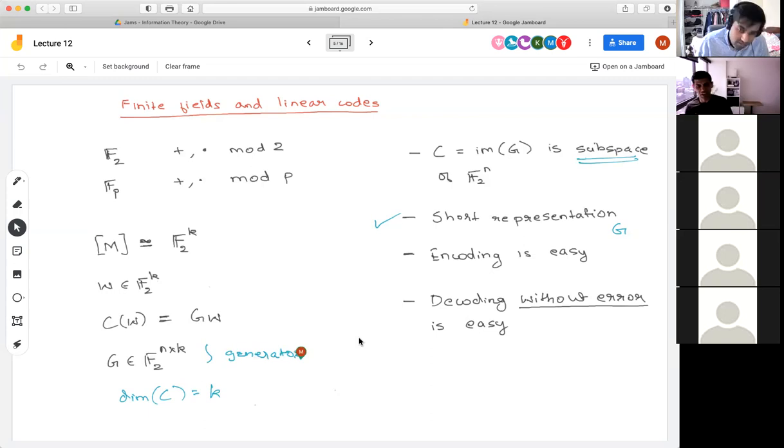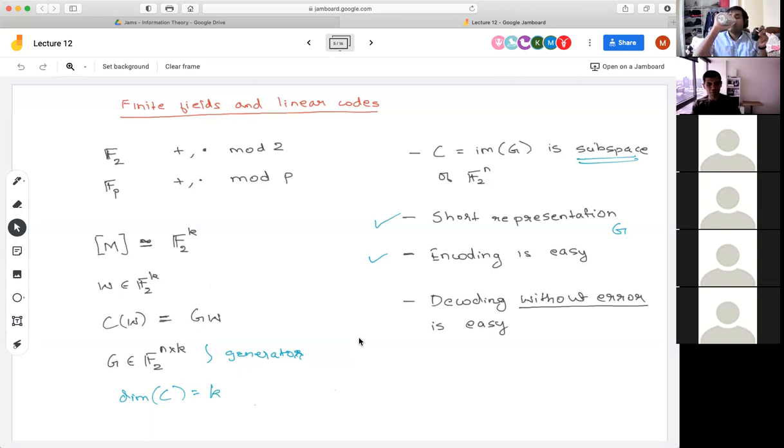There's nothing very subtle about the name. It generates every code word. Encoding is still very easy. It's a matrix vector multiplication. If you want to encode the message W, just multiply W as a vector with this matrix G, and out comes the code word.